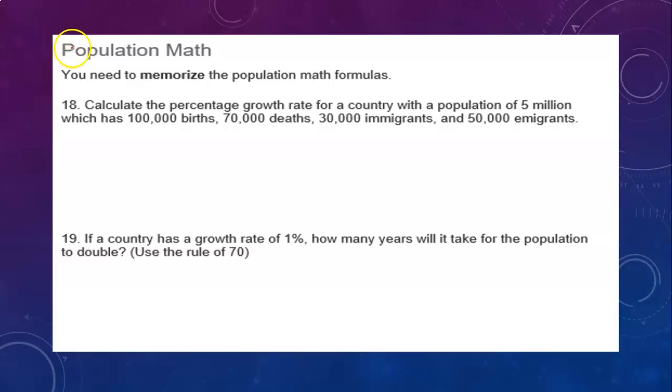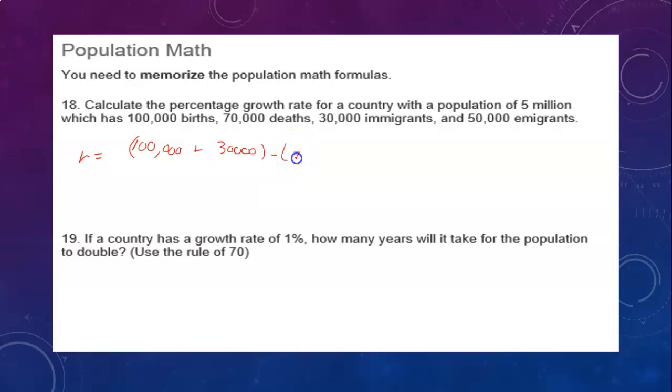So in this problem, we're doing percentage growth rate. If you remember, you're going to have these calculations memorized as well. So in this case, we're trying to solve for R, which is growth rate. So R is equal to 100,000 plus 30,000. And then that's going to be subtracted from the combined amount of loss here.